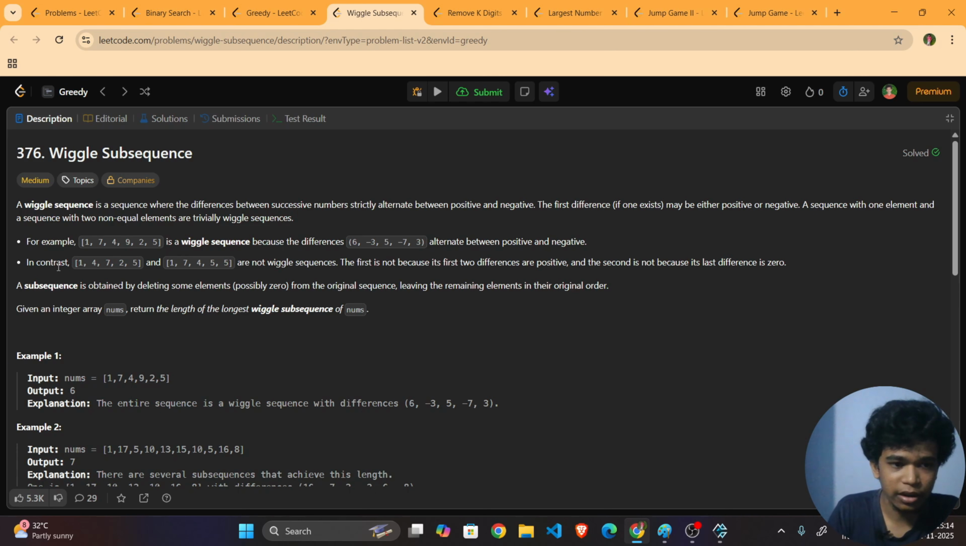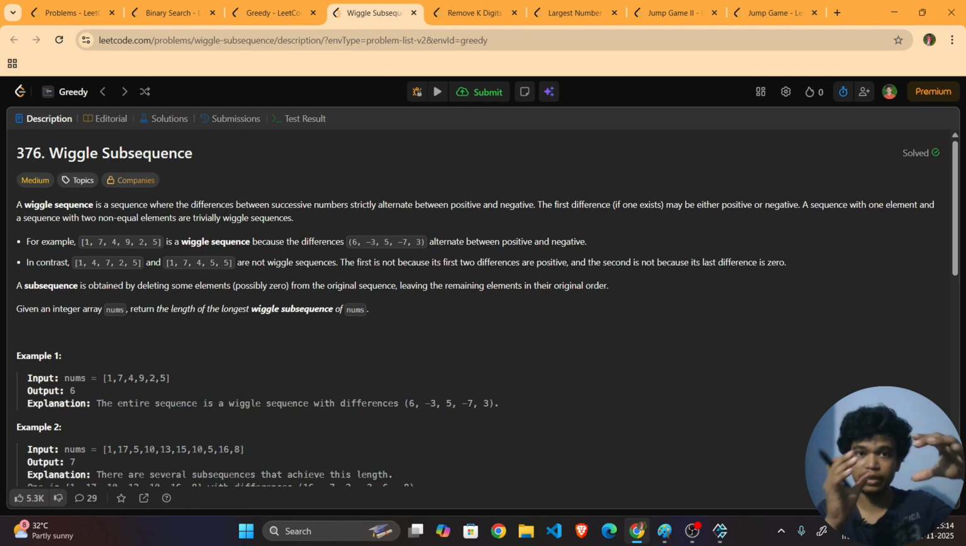Now, in contrast, see here, 1 4 7 2 5 and 1 7 4 5 5 are not wiggle sequences because 1 and 4 is increasing, again 4 and 7 is also increasing, so it is not a wiggle sequence. Similarly here, 5 and 5 means it is not increasing, not decreasing, it is the same, so it is not a valid wiggle sequence. A subsequence is obtained by deleting some elements from the original sequence, leaving the remaining elements in their original order, so it is called a subsequence.